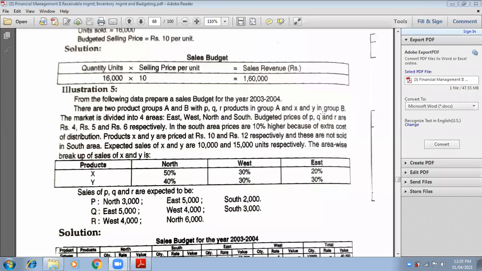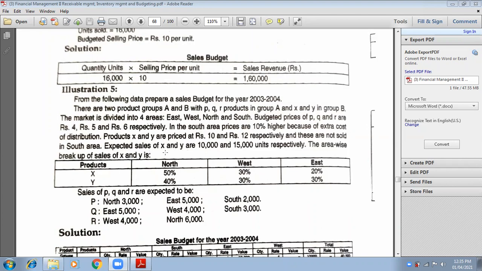Budgeted prices of PQR, which are in group A, are 4, 5 and 6 rupees respectively. In South area, prices are 10% higher. Means whenever we sell product P, Q, R in South area, the price will increase by 10%. Product X and Y are priced at 10 and 12 rupees respectively, and these are not sold in South area. So you have to remember X and Y products are not sold in South area.